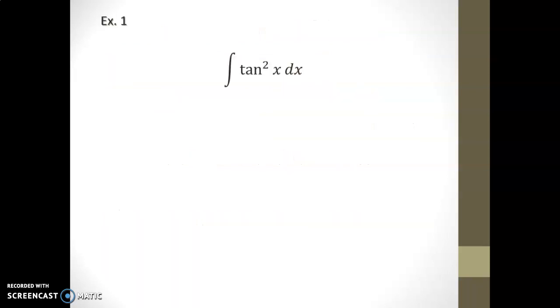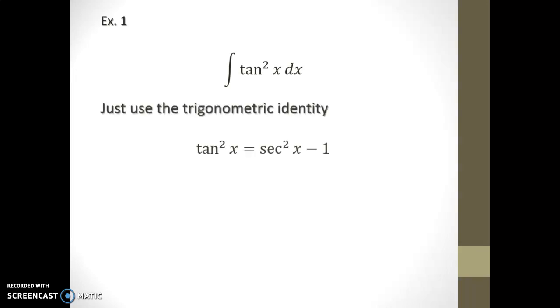For instance, tan square of x is an even power of tangent. It has not been covered in cases 1 to 5. This is actually a straightforward integral because tan square x can be replaced by secant square x minus 1. Both secant square x and minus 1 are basic integrals.